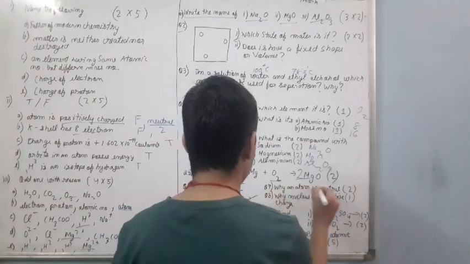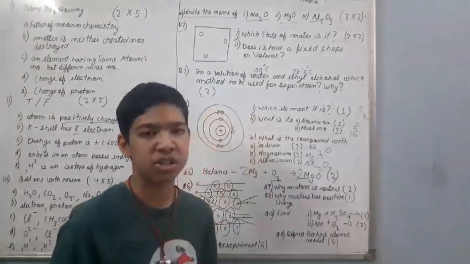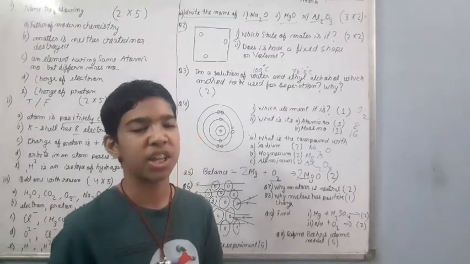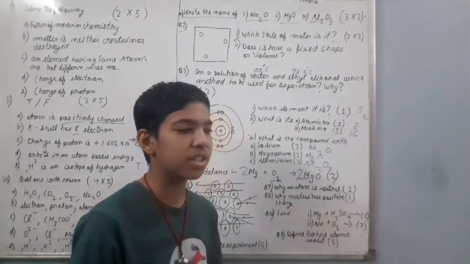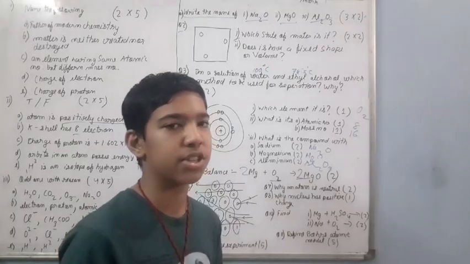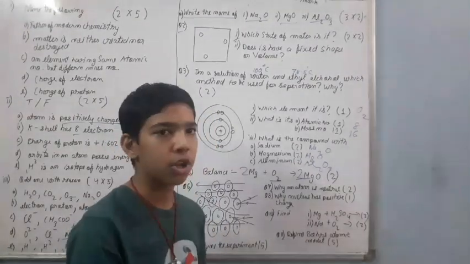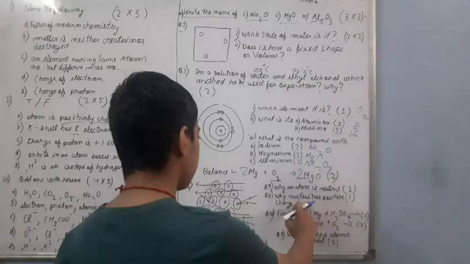Now come to question 7. Why is an atom neutral? Because the number of electrons in an atom always equals the number of protons. Why does the nucleus have positive charge? In a nucleus we have neutrons, which do not possess any charge. They are neutral. And protons are positively charged, which makes the nucleus positive.